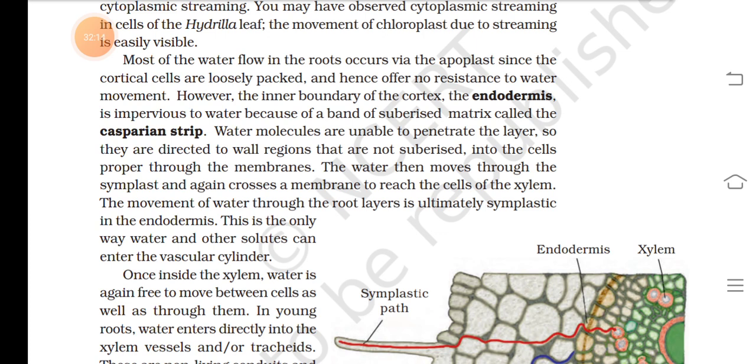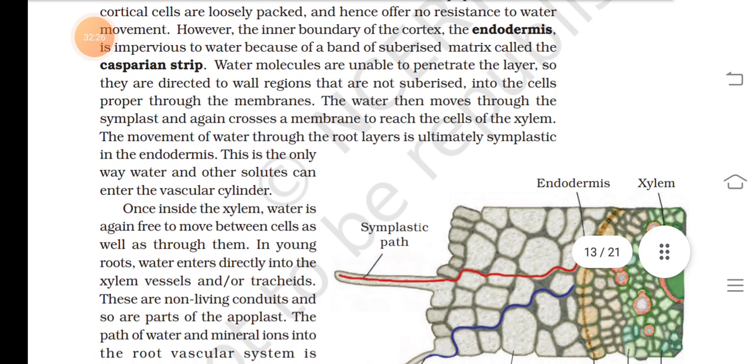However, the inner boundary of the cortex, the endodermis, is impervious to water because of a band of suberized matrix called the Casparian strip. Water molecules are unable to penetrate the layer, so they are directed to regions that are not suberized, into the cells proper through the membrane. The water then moves through the symplast and again crosses the membrane to reach the cells of the xylem.